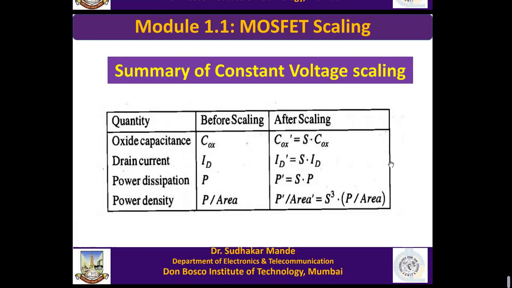When there is no power constraint but you want high performance, then constant voltage scaling is used. But when there is a power constraint, then constant field scaling is used.